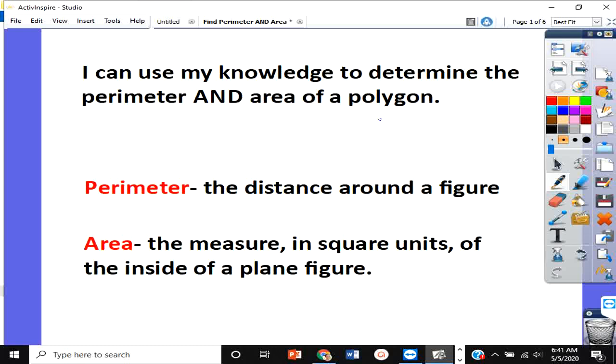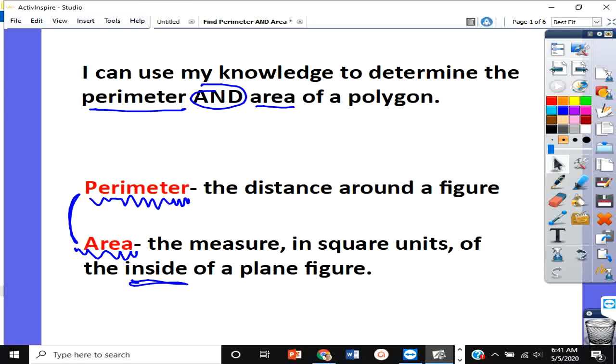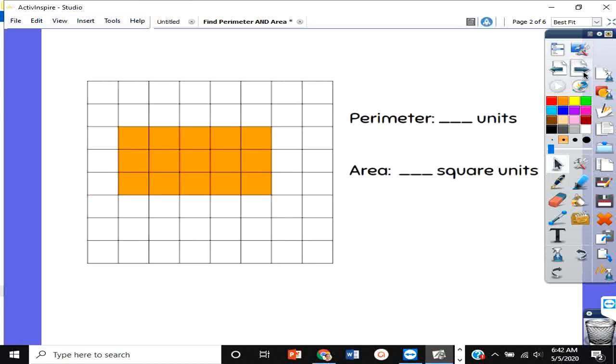of a polygon. Now if you remember from the last few days, we've been talking about finding the perimeter, or the distance around a figure. And we've also been talking about finding the area, or the amount of space inside of a figure. So today we're going to combine both of these concepts to find the perimeter and the area of the same polygon. So let's go ahead and take a look at our first figure.